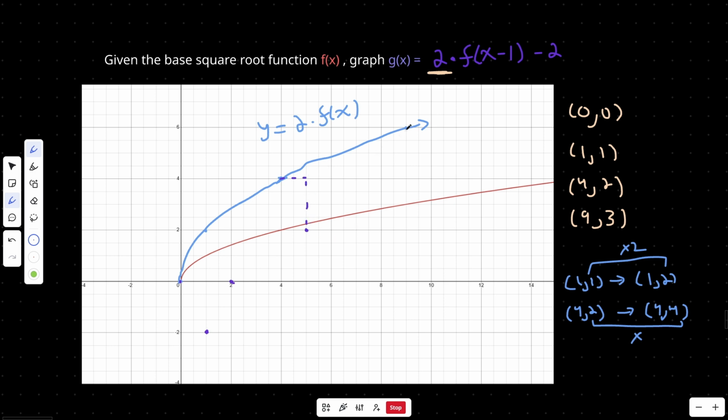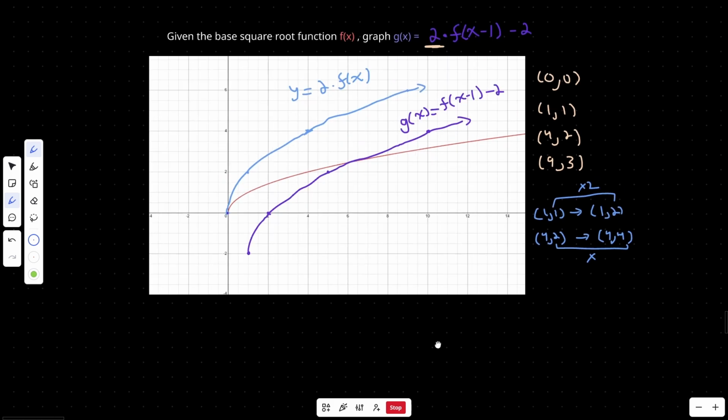And lastly, for our point (9, 6), it's going to go to (10, 4). Let me erase these dots I drew. And our final transformed function looks something like this right here. Let me draw the line a bit neater. And there we go. We can write this in: g of x is equal to f of x minus 1, minus 2. And there we go. That's all you have to do.